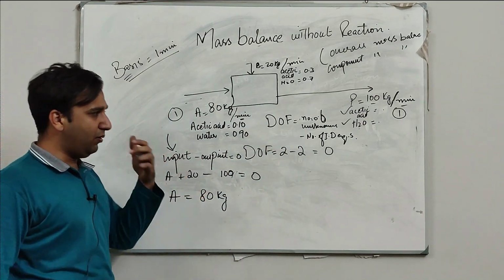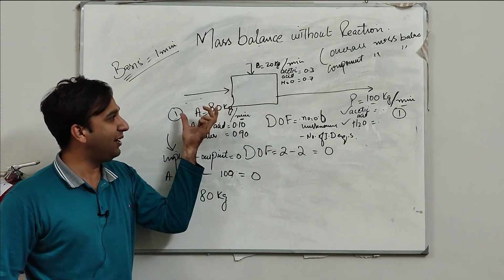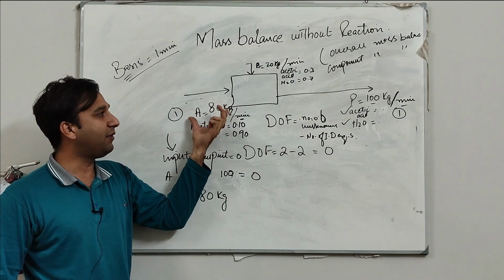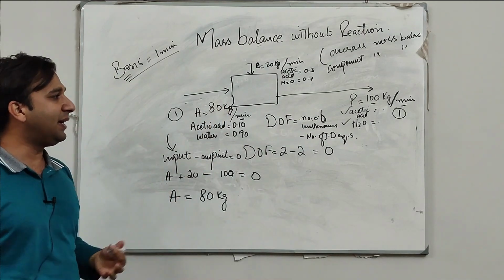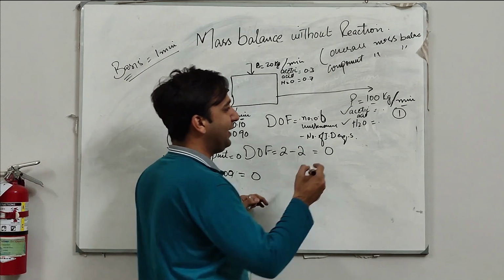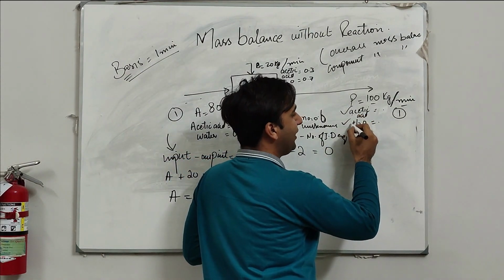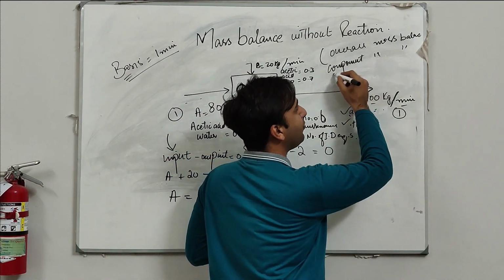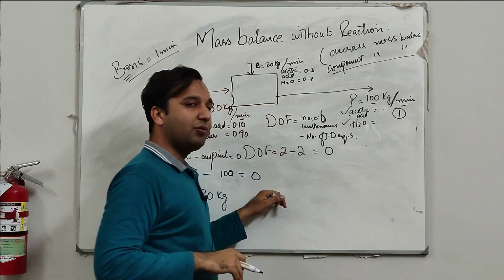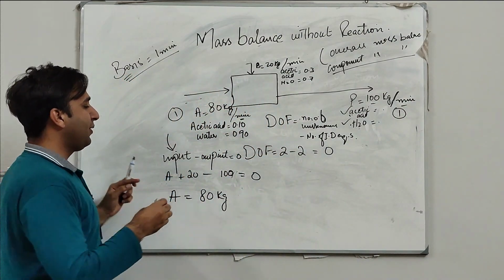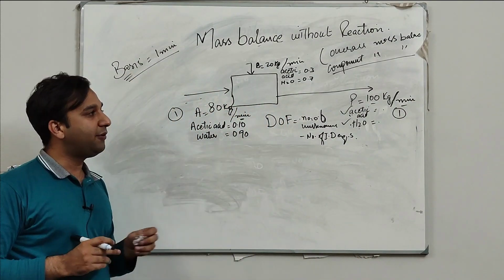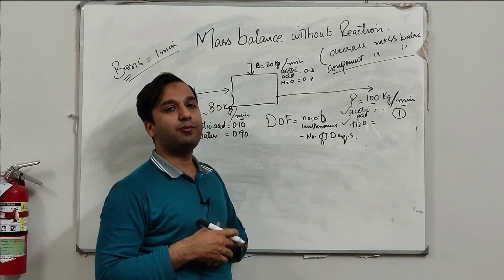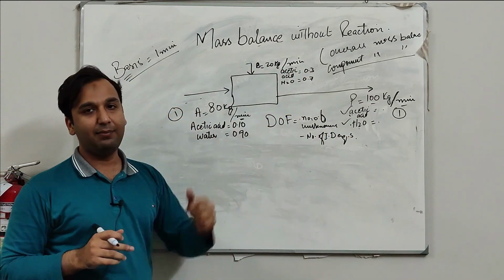So now from the overall mass balance we have found our one unknown, that was A. After that, we have to find these two component fractions by component mass balance. So let's see how we can do this. For finding these components, we will have to apply the component mass balance.